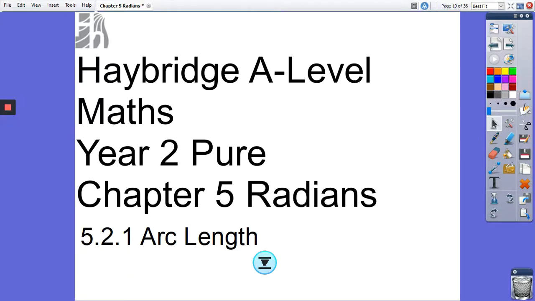Hello and welcome to Haybridge Maths Department, Year 2 Pure. We're looking at Chapter 5, Radians, and to start off with today, arc length.